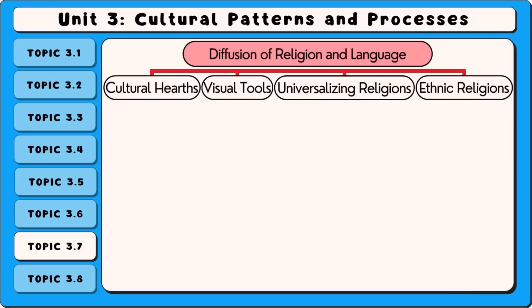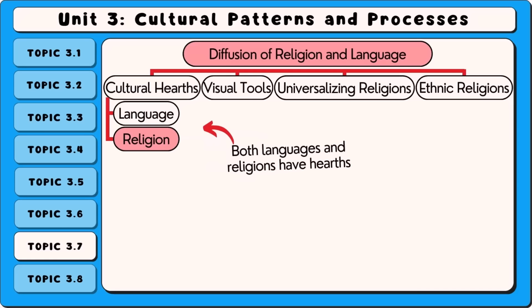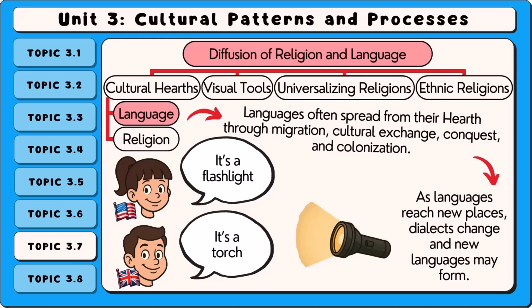Let's start with the concept of cultural hearths. A cultural hearth is the place where a cultural trait begins before spreading to other areas. Both languages and religions have hearths, specific regions where they first developed, and they spread through time and space as people move, trade, or conquer. Languages often spread through migration, conquest, cultural exchange, and colonization. As people move, they take their language with them. Over time, as languages reach new places, they can change, forming new dialects or even entirely new languages.